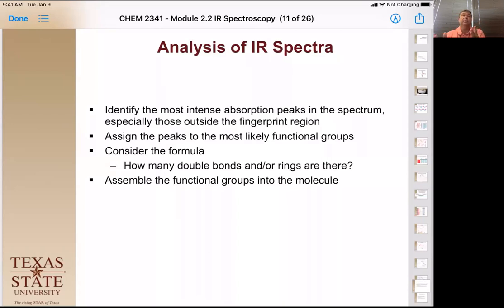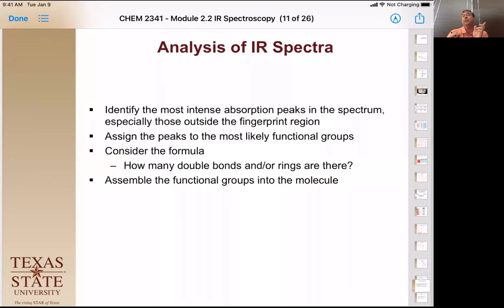It could be an ester. Look for those two things that are only in the 2,200 range, the alkyne and nitrile. Then start considering the possible formula. Are there double bonds present? Do we have a carbon-carbon double bond?